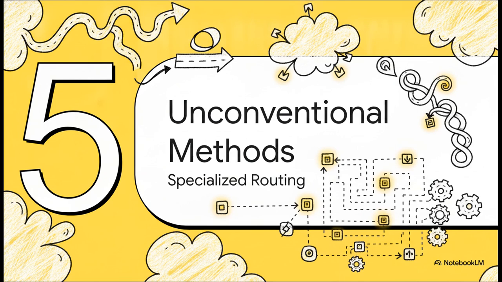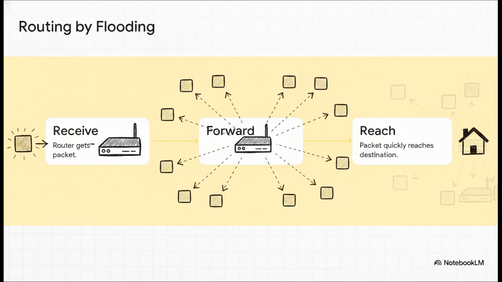Section 5. Unconventional routing methods and specialized routing. Standard GPS-style routing is not the only way to move data. Sometimes, network administrators just need to use highly specialized, niche methods to get the job done. One of these methods is routing by flooding. This is the brute force broadcast approach.